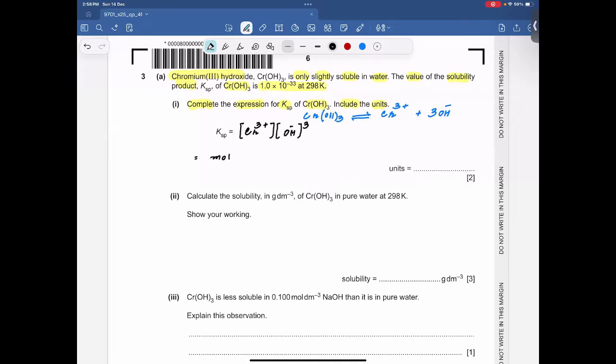Unit is going to be easy. The unit of chromium 3 ions is mole per dm cube. The unit of hydroxide ion is mole per dm cube. Since it has power 3, its unit is going to be mole cubed dm minus 9. We need to add the powers since the units are multiplying together. So it's going to be mole 4 dm minus 12. So unit is going to be mole 4 dm minus 12. All right.